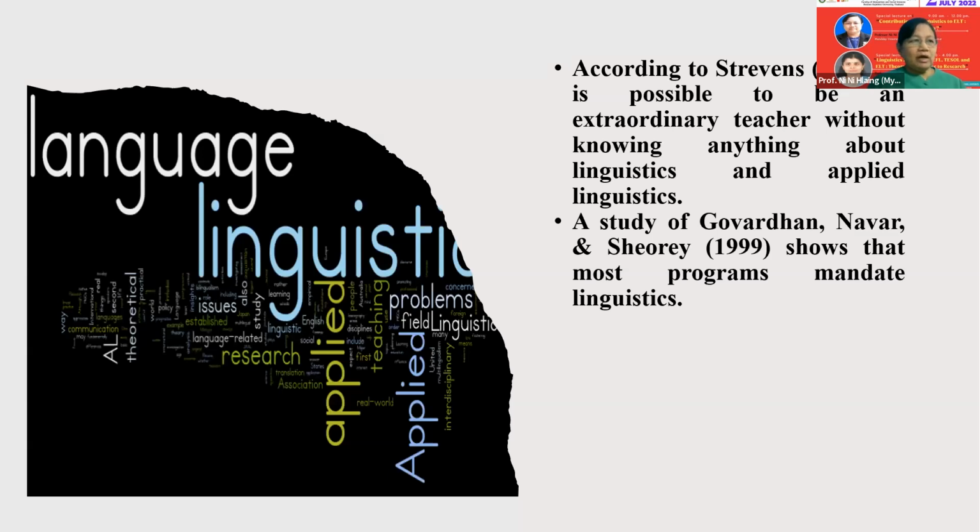Regarding these points, according to Stevens 1992, it is possible to be an extraordinary teacher without knowing anything about linguistics and applied linguistics. So he states that many changes that take place in methodology belong to teachers who do not have applied linguistic knowledge. This notion blocks linguistics courses in universities from finding the place that they deserve.